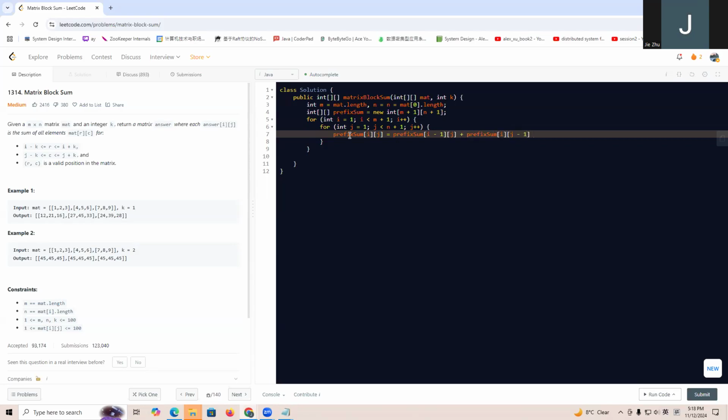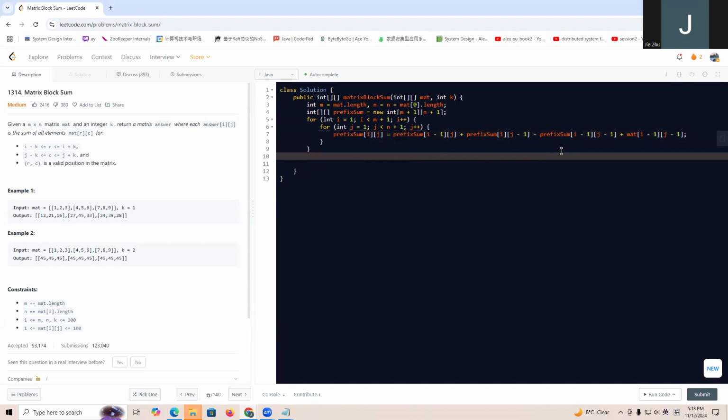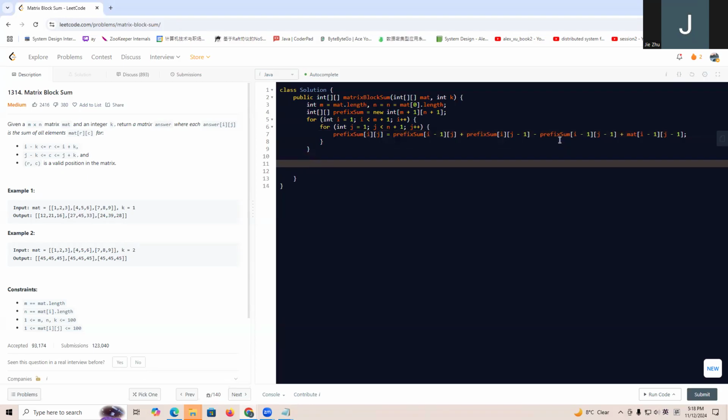Because there is overlap for these two rectangles, we need to minus the duplicate calculation, so minus prefix sum i minus 1, j minus 1. And also we need to add this mat value because for the prefix sum we added one more index. So we should add mat i minus 1, j minus 1. Then we go through every index i j, so for each row.